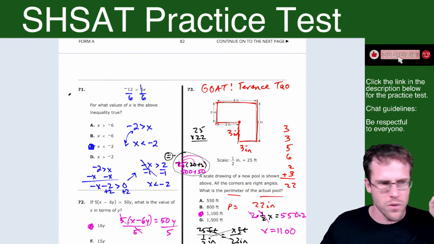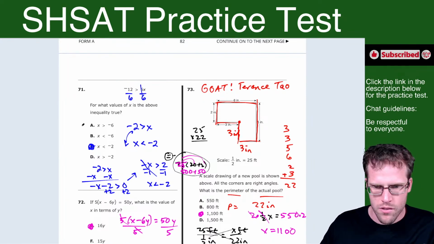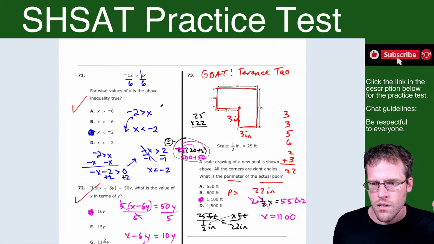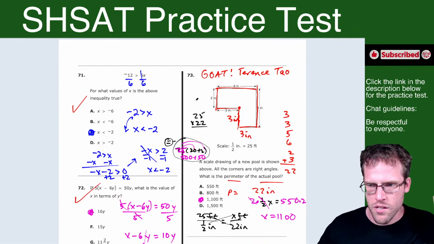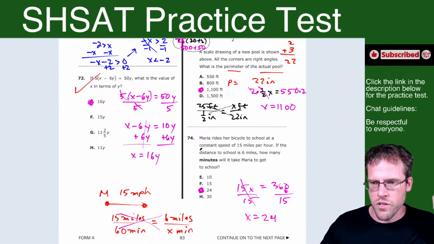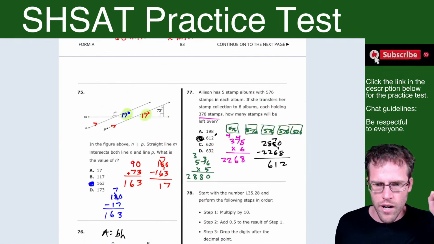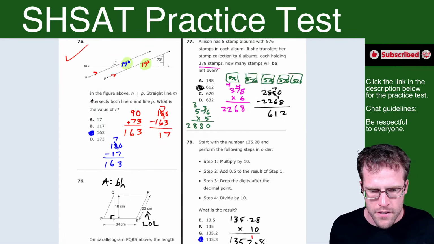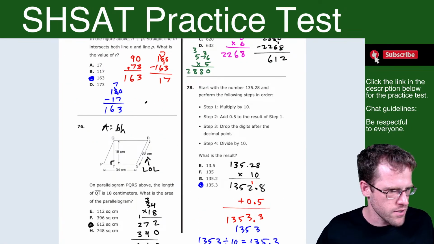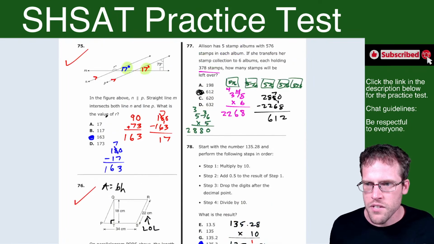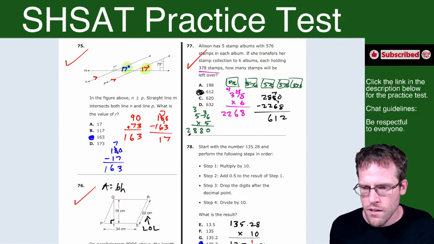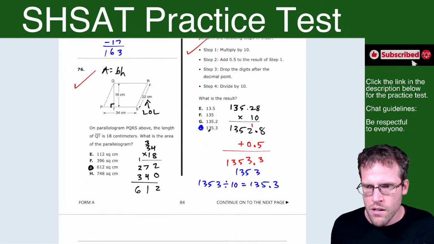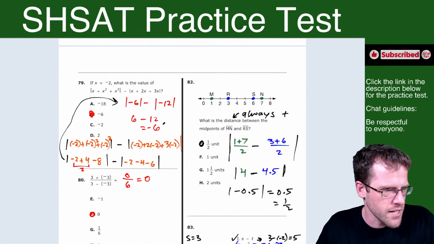Dodge that bear trap. 71 is C. Yes. 72 is E. 73 is choice C. 74 is choice G. All right, so we're doing all right so far. I don't want to jinx it. 75 is C. 76 is G. 77 is B. 78. Are you H? You are. All right. 79. Choice B.